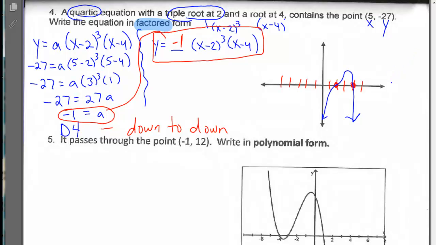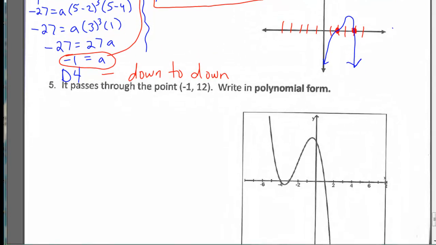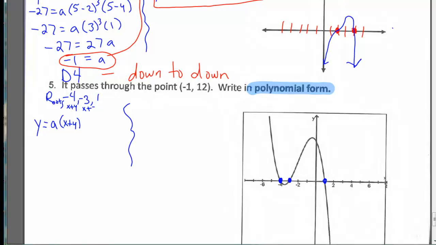Last example. We need to write an equation that passes through the points negative 1, 12, and we got to write it in polynomial form. So we're going to have to multiply all those factors together when we find them. So this problem here is just backwards. We can see the roots are at negative 4, negative 3, and 1. So we have y equals some number a. The roots are at negative 4, so its factor is going to be x plus 4. This root's at minus 3, so its factor is plus 3. This root is at 1, so its factor is minus 1.